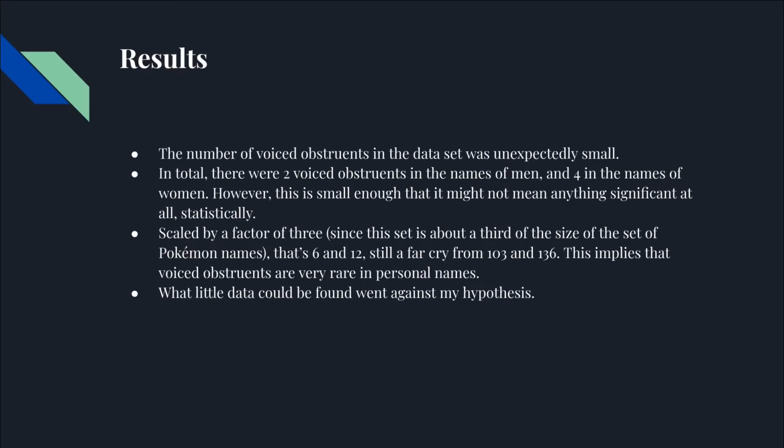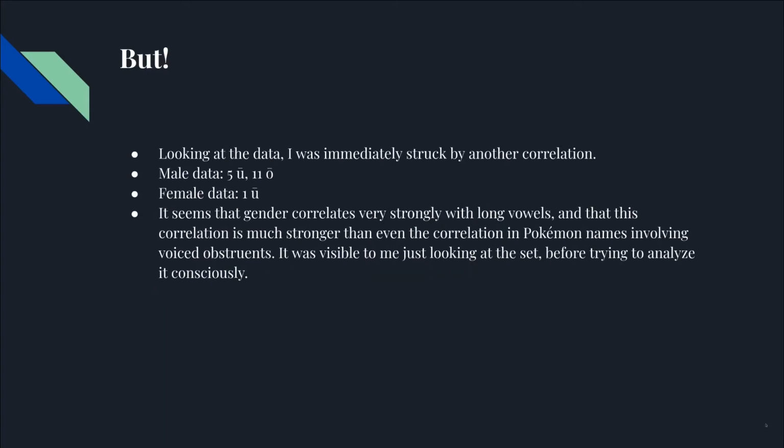So this implies that the voiced obstruents are very rare in personal names. What little data could be found went against my hypothesis. The explanation I thought for this is probably that maybe the voiced obstruents are rarer in native Japanese words, which are overrepresented in names compared to Pokemon, which has a lot of English loanwords in it, a lot of just nonsense, cool sounding things. So yeah, but looking at the data, I was immediately struck by another correlation.